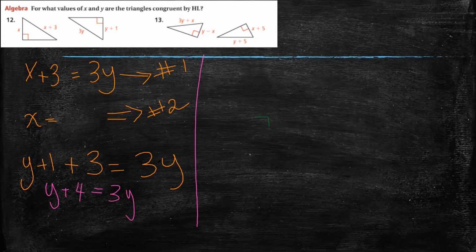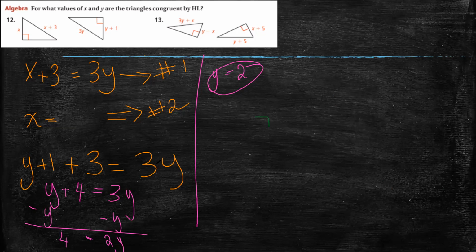Then y is added to 4. The opposite of positive y is minus y, so minus y from both sides. So 2y is equal to 4. So what is the value of y? It is 2. Divide by 2, divide by 2. So I found now the value of y, which is equal to 2.